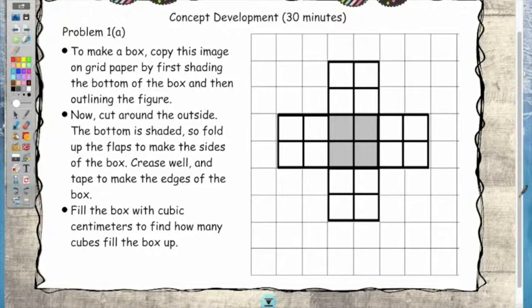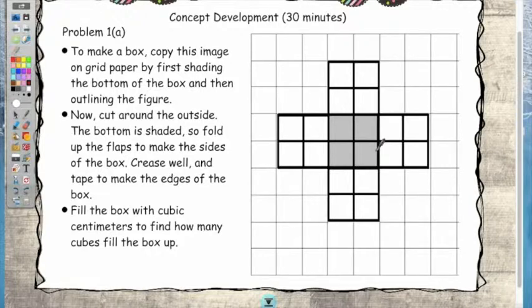Just shade it, okay? So it says, copy this image on grid paper by first shading the bottom of the box. What's the bottom called, boys? The base. The base, okay? So shade the base and then trace the rest of the lines. Cut it out, okay? Fold it. You're going to crease it and fold it. And you see how I have the colored part on the outside of my box? Okay? This isn't a cube because it doesn't have a top, okay? Then you're going to fill the box with cubic centimeters to find how many cubes fill up the box, okay?